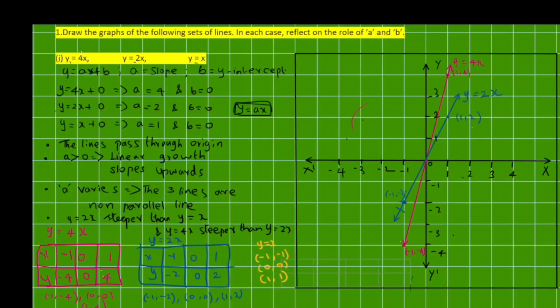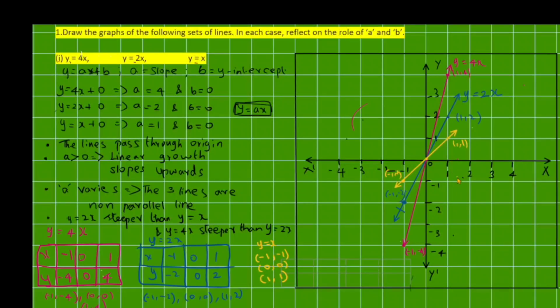The first point, minus 1 and minus 1. X is minus 1, y also minus 1. And the second point is 0, 0. Then the third point, 1, 1. So now join the points. So this is the third line.